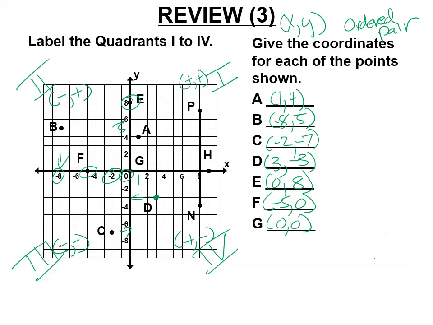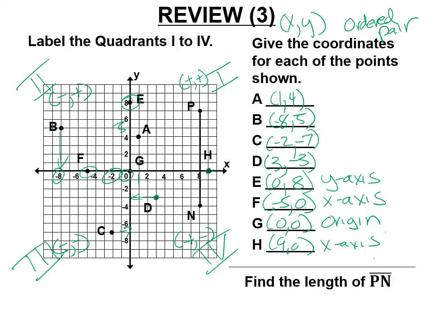Right? Now, E, because it starts with a 0, you know it's on the y-axis. F, because it ends on the 0, you know it's on the x-axis. They are not in any quadrant, those two. All right? 0, 0 is called the origin, and it's on both the x and y axis. Oh, H, I forgot to do, is 9, 0, also on the x-axis.